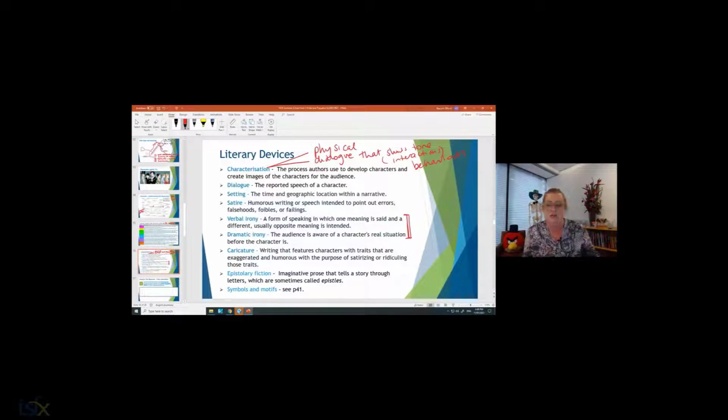We are sometimes aware of characters' real situations, of what's going on before the character is. What's that also called? When we know something that the other characters don't know. What's another word for that? Let's have a think about that. It can be a form of foreshadowing.